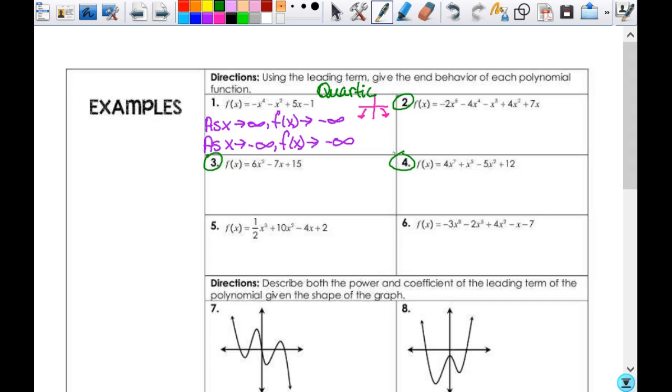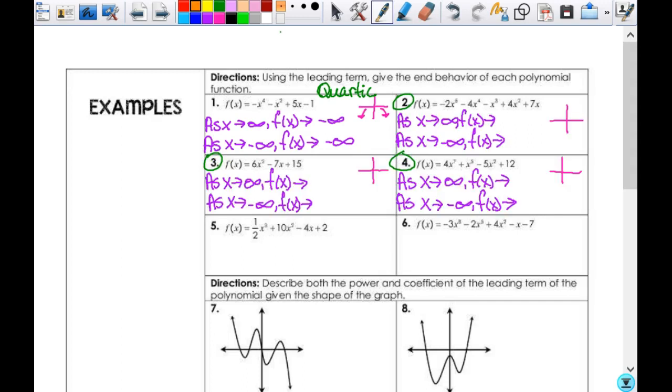So for number 2, what would you call this? Quintic, right? All right. So is it up, up, down, down, up? What is this? Up, down, right? Looks like this. Which means that as x approaches infinity, f of x approaches negative infinity. And as x approaches negative infinity, f of x approaches infinity. Everybody okay with all that? All right. So what would we call 3?